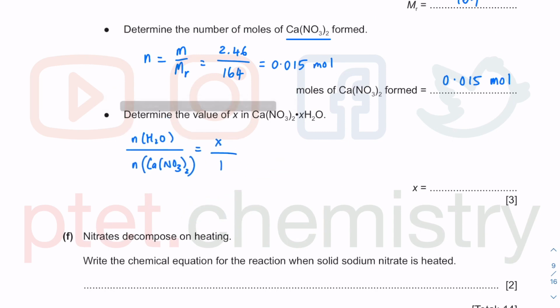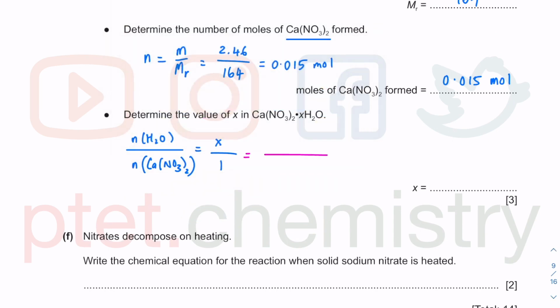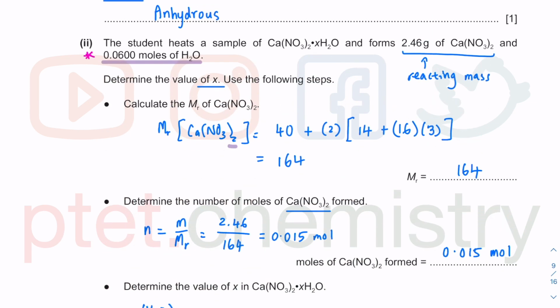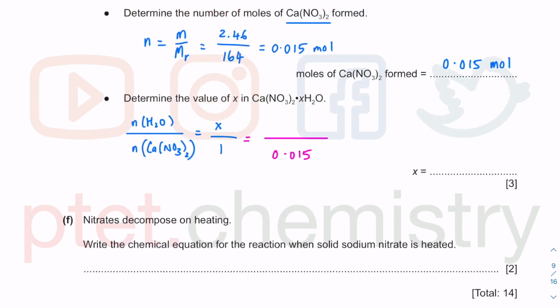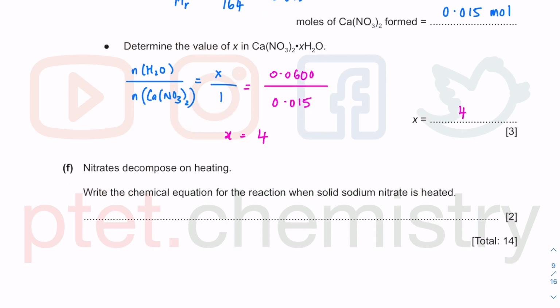And now if I put in the actual data, the mole of calcium nitrate formed is 0.015 mole from the actual experiment. Together with it, you also kick out 0.0600 mole. So x divided by 1 is just x. Then 0.06 divided by 0.015, I get 4 exactly. This is a whole number. So there are 4 molecules of water of crystallization there.